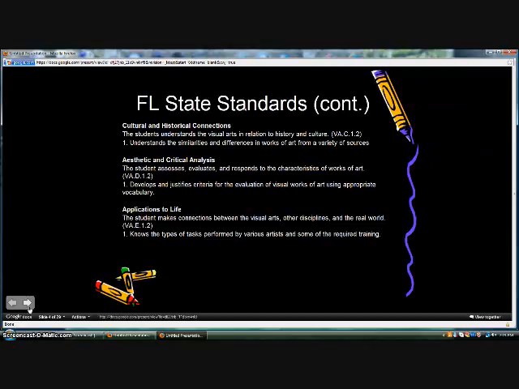Under the cultural and historical standard, students will understand the similarities and differences in works of art from a variety of sources. For aesthetic and critical analysis, they will develop criteria for the evaluation of artwork using appropriate vocabulary. For applications to life, students will know the types of tasks performed by various optical artists and the required training involved.